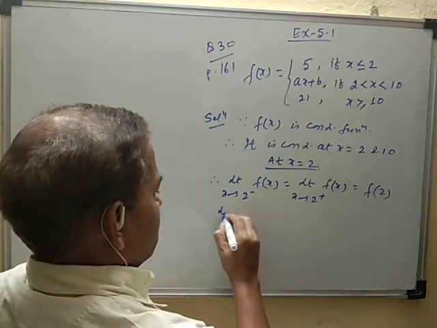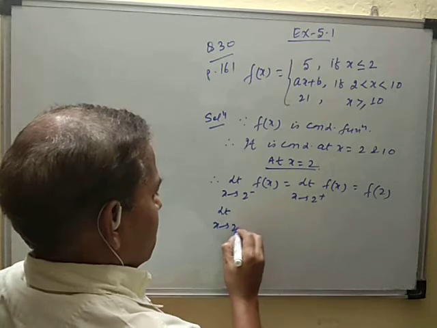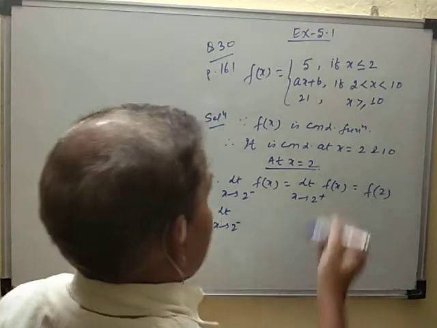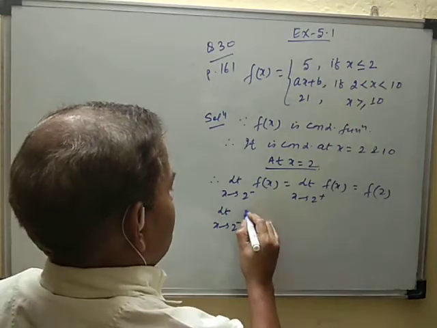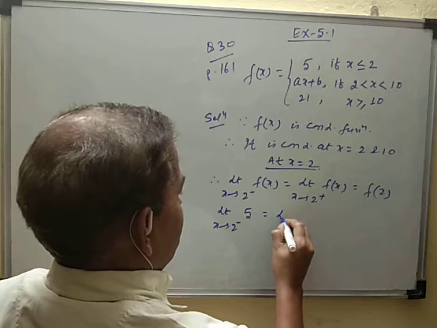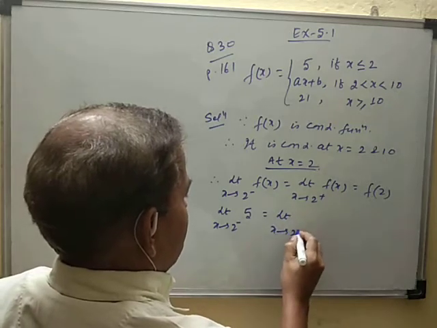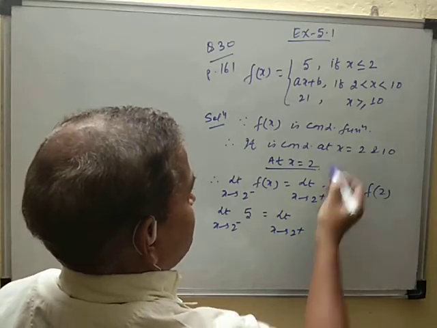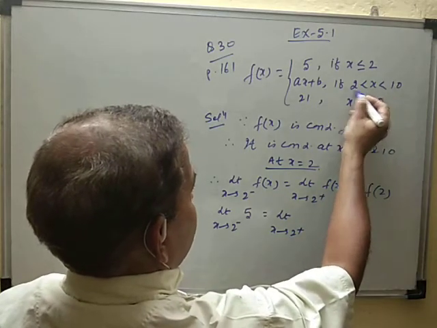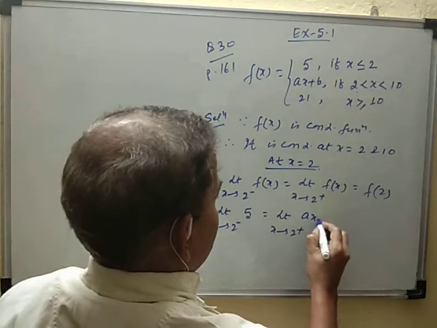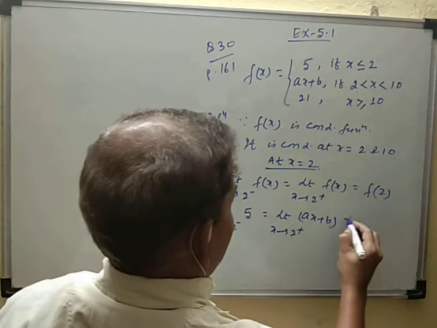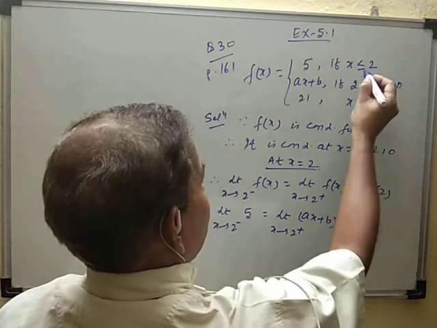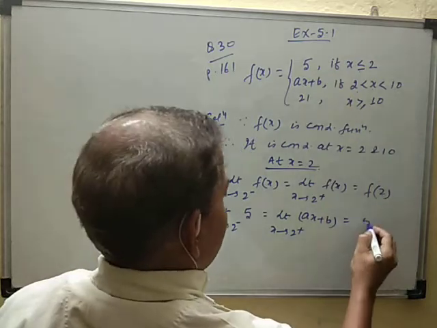Now put the function values. Limit x tends to 2 minus f of x: what is f of x? Here x is less than 2, so the function value is 5. Limit x tends to 2 plus, when x is greater than 2, the function value is ax plus b. And what is f of 2? When x is equal to 2, the function value is also 5.